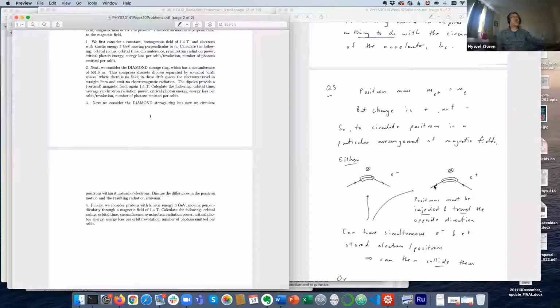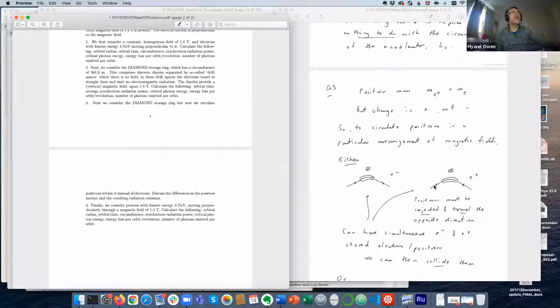Of course, in order to create that situation, I will need some way of getting these particles into the storage ring, and that's obviously called an injection process. We inject particles into the storage ring. I must have some arrangement where I can inject those particles so that they travel in the opposite direction. So obviously we're not going to talk about injection here. That's a matter for another day or for another course.